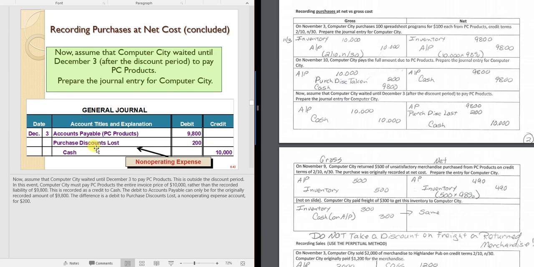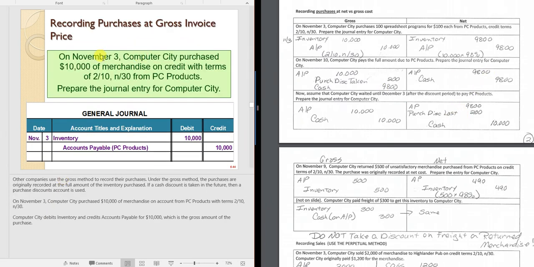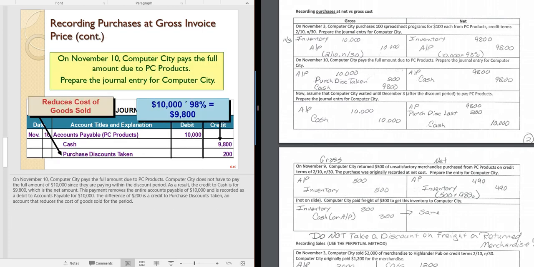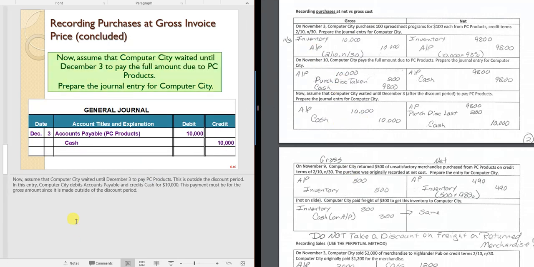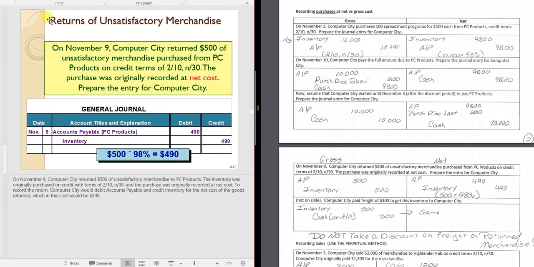Okay, now assume we did that. On November 3rd, they purchased $10,000 again of merchandise on credit. That's the gross one. We've already done that one. Purchase discounts taken, and that one. So we did these three. On November 9, they returned $500 of unsatisfactory merchandise purchased from PC.